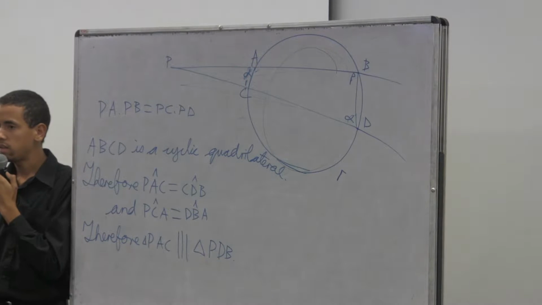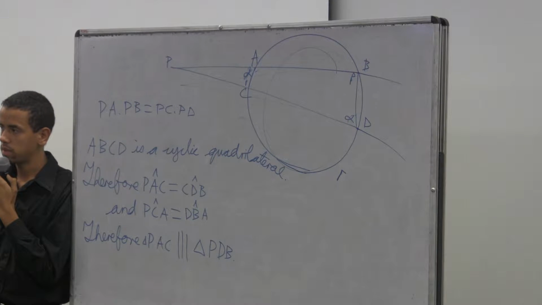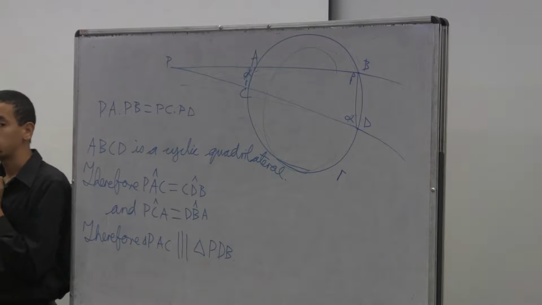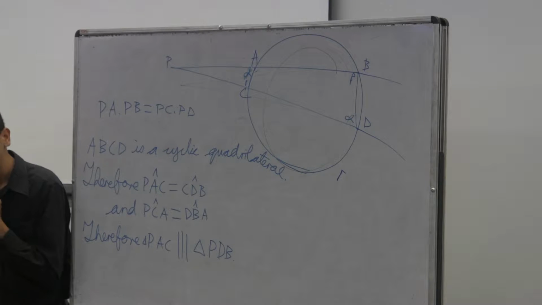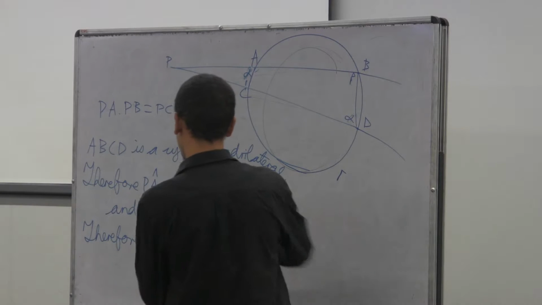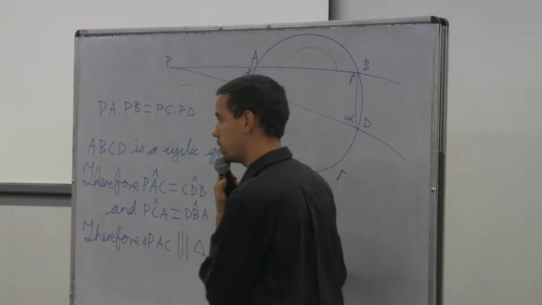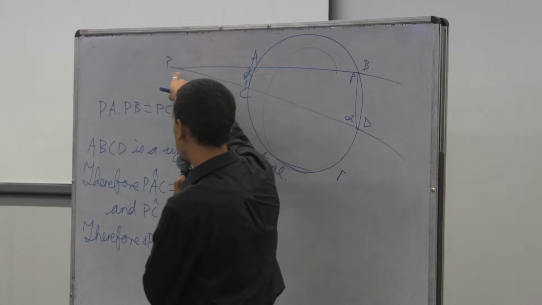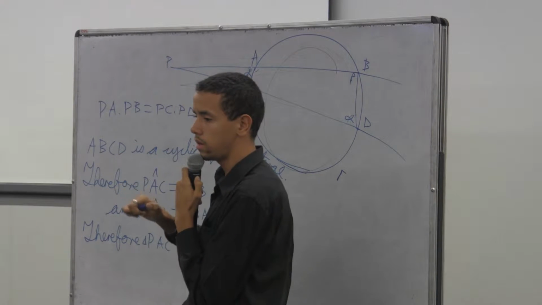Is that like a jump in logic, or is it okay? Should we give another reason why these two are similar? Yeah, so if you wanted to say that these are similar, you could say, because that angle is equal to that one, that is equal to that one, and they have a common angle there at P.